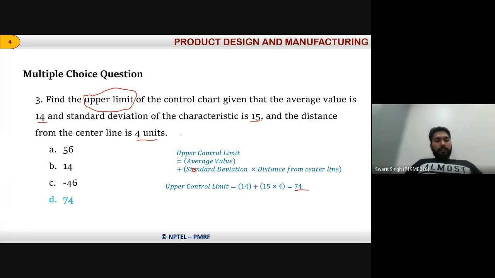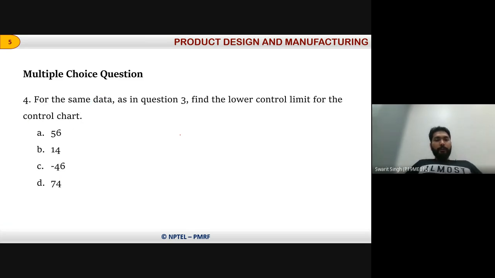Now we are moving to the next question. Question number 4. Again, it is a numerical type question. I already asked you to write down the data. From the same data given in question 3, we now have to find the lower control limit. In question number 3, we found the upper control limit. Here we have to find the lower control limit. So kindly calculate it. What is the lower control limit for the given data?